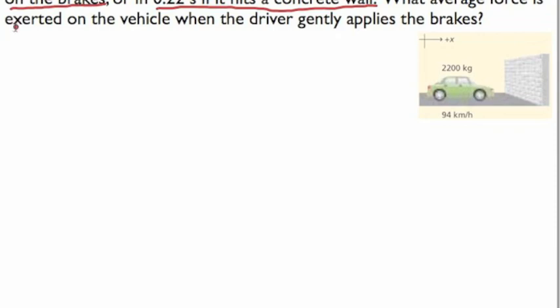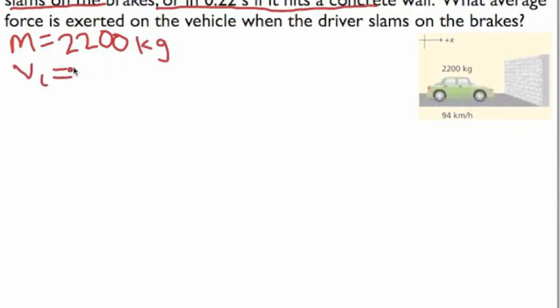So let's talk about the things that we know. We have a mass, and it's equal to 2,200 kilograms, with a velocity of 26 meters per second. And then we'll just do the one with the gently applying the brakes, and then we'll do the rest in a different slide so we can fit it all. So we're going to do the time for gently applying the brakes, and that's going to be 21 seconds.